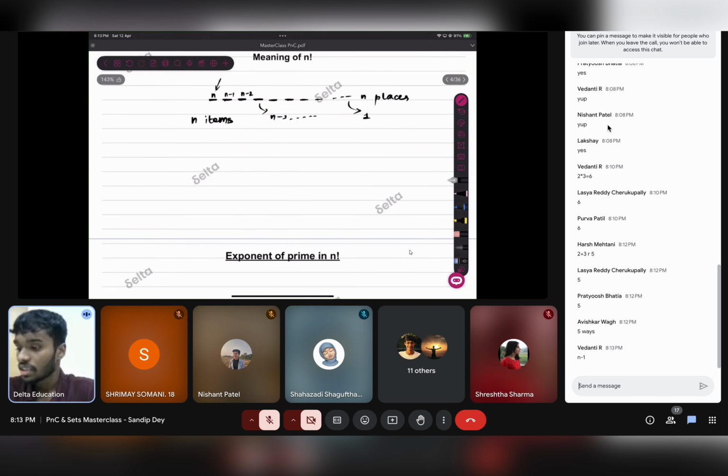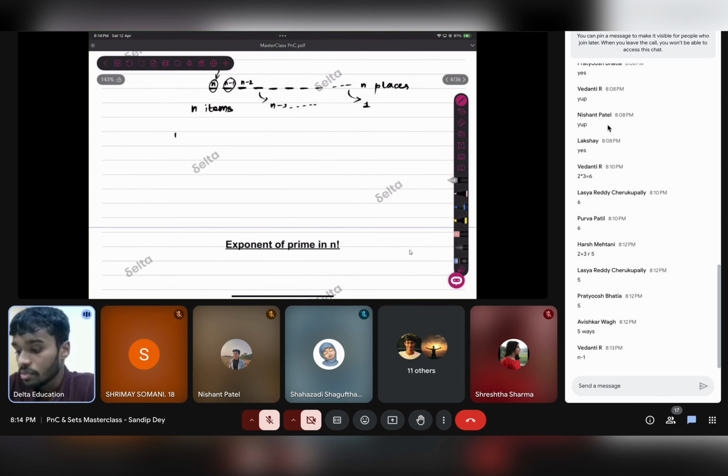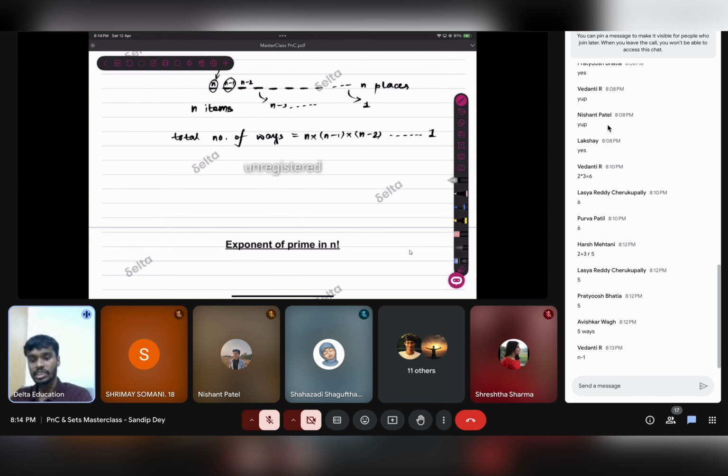Now see, these are all in AND. For the first place, there are n possibilities, and for the second place, we have n minus 1 possibilities. So these are all going to get multiplied. So my total number of ways will be equal to n multiplied by n minus 1 multiplied by n minus 2 all the way up to 1. Correct?